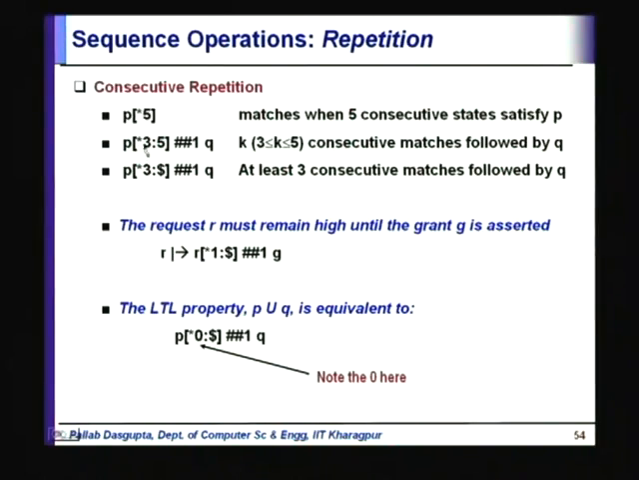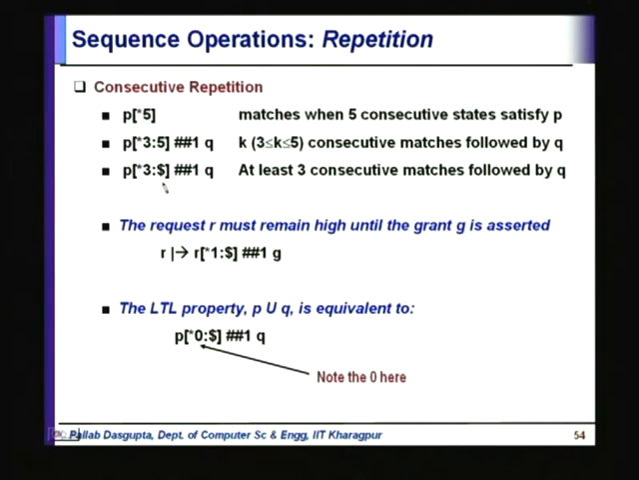When you have P star 3 colon 5 and then hash 1 Q, this means that there are k consecutive matches of P, where k is between 3 and 5, followed by Q. So, there should be at least 3 matches of P, and then Q must hold in the next cycle. We can have 3, 4, or 5 matches, but after that Q must hold.